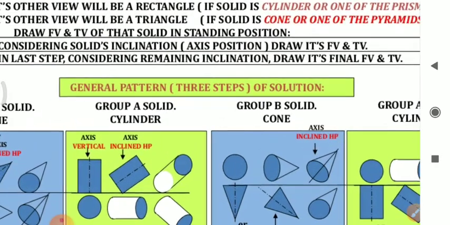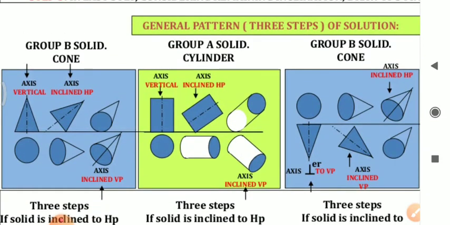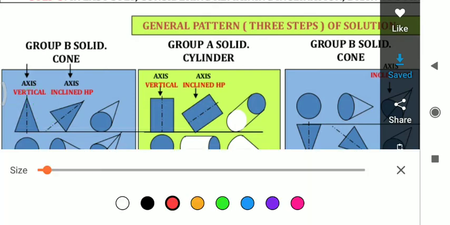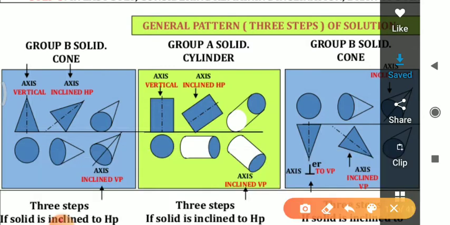Now I'll show here. First, the group B cone problem he has taken. This is resting on HP, just simply resting on HP, and the front view looks like a triangle, and the top view is a circle. When I tilt this solid in this way, what happens? It becomes inclined to HP and remains parallel to VP.